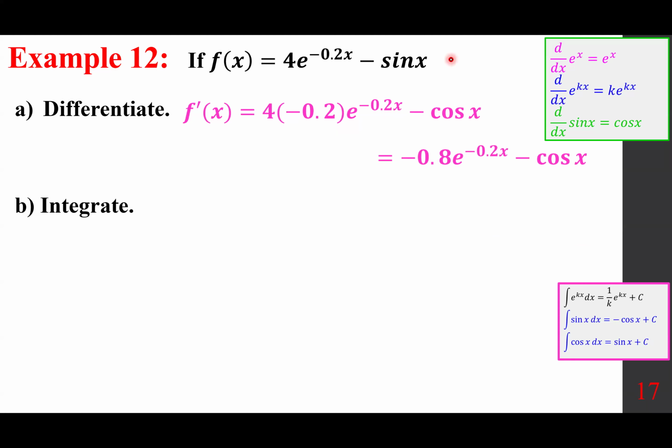As far as integration, we're going to write this with the dx first. And as I mentioned, the derivative and the integral are the same, but this one, we're going to divide by 0.2. Minus, the derivative of sine is cosine, but the integral is negative cosine. With this, negative becomes positive, and of course, we have a constant.